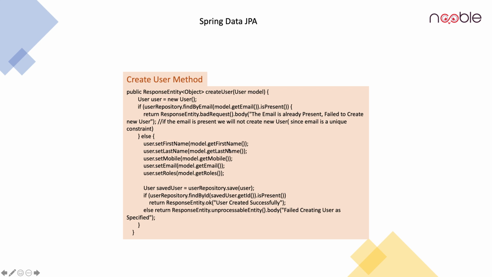Here we are setting the first name, last name, mobile, email and roles, which is a list of roles, to the new user which we have created. I am getting it from the model which is of type user, and finally we are saving it. Then I am cross-checking if the user repository dot find by ID is present, it is created successfully, else we are failing to create it. So we'll be returning a message, fail creating user as specified.